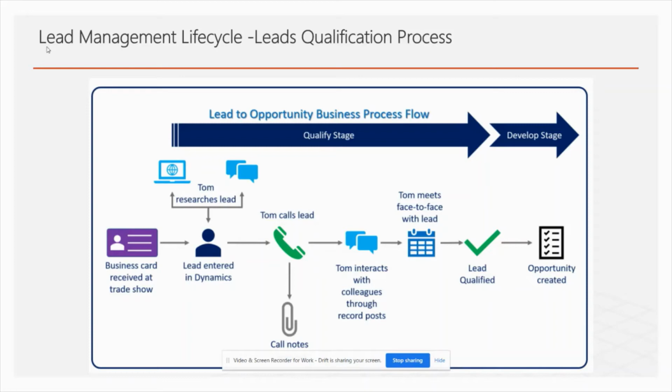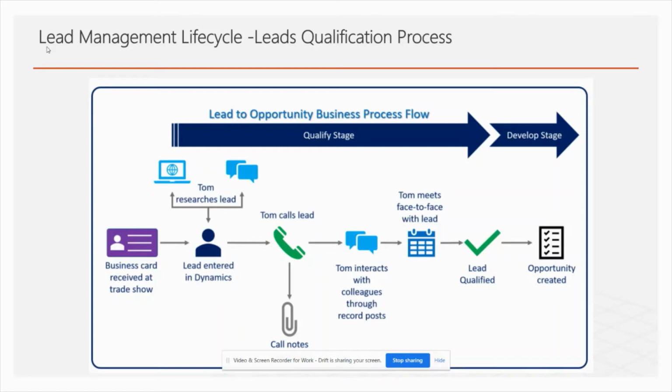So this is the lead qualification process. Just assume that a business card is received at a trade show. There is a trade show, and the salespeople exchange business cards, or the potential customer has exchanged the business card at the trade show. So after that the lead is entered into the system. Some research is done on this particular lead. Then several phone calls or meetings are set up with the potential customer. I'm talking about the potential customer because potential means the lead is not converted into an opportunity yet. This is just a lead.